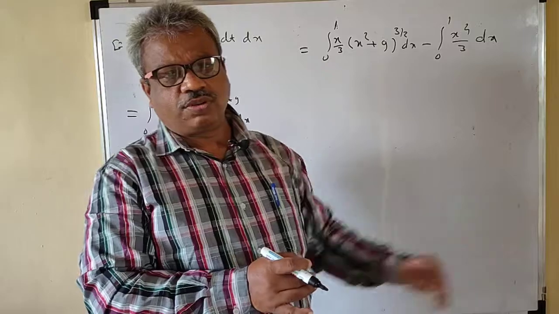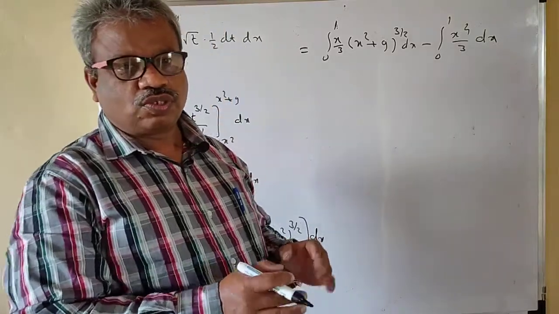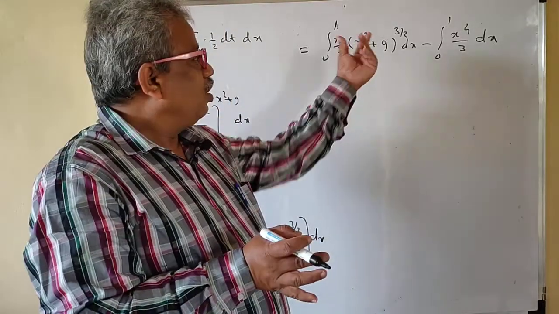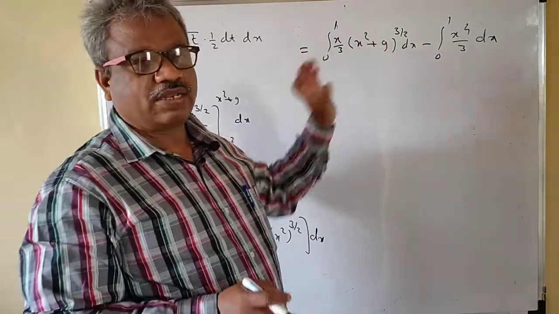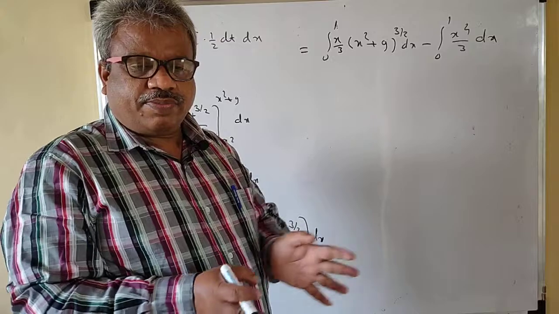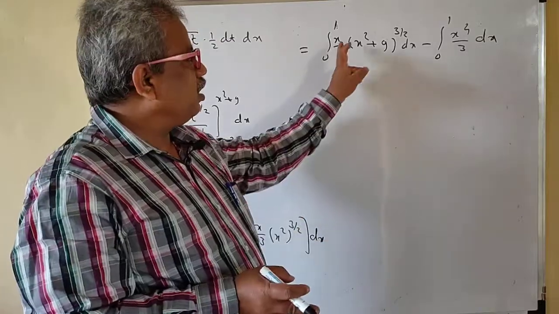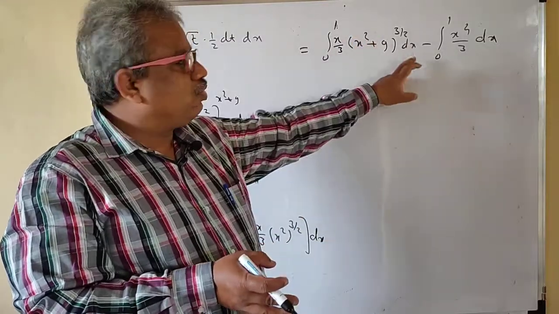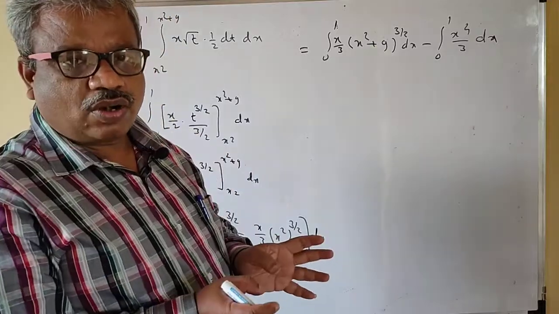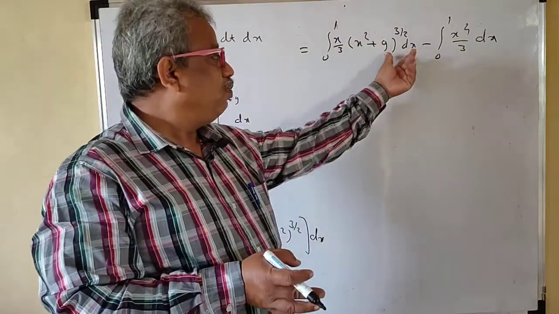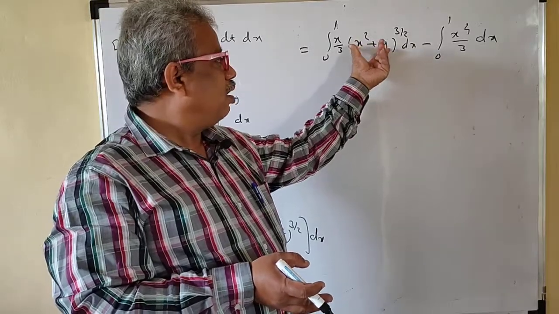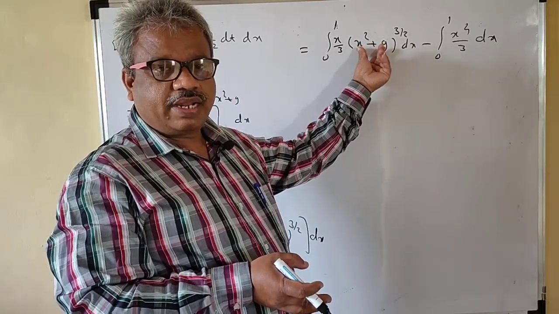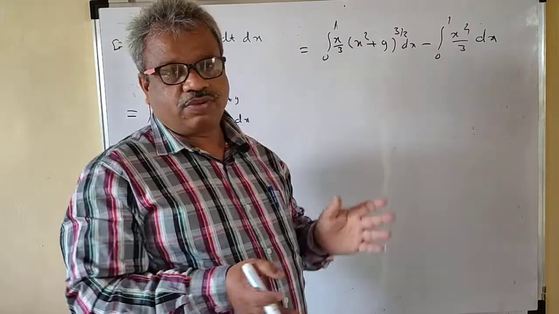Always give the substitution to whatever the term inside the bracket. So this is x square plus 9. Try to give the substitution to that term, x square plus 9. Check, find its derivative. See whether the derivative into dx is there or not. It is a product with dx, the derivative of whatever the term inside the bracket, and dx will be together.